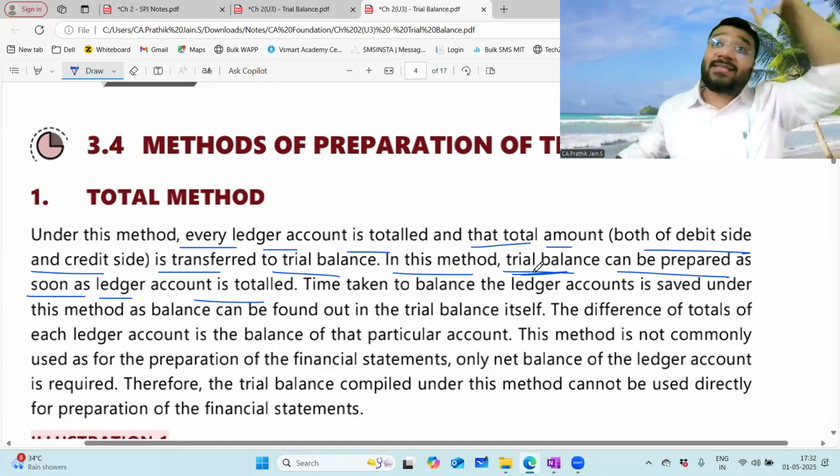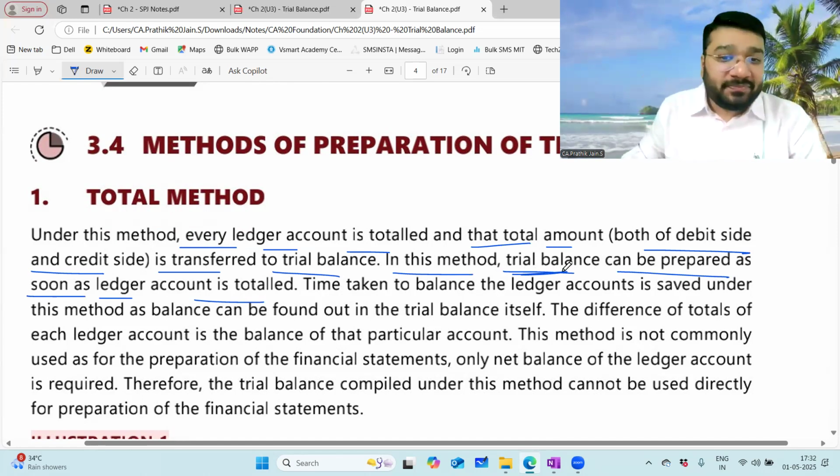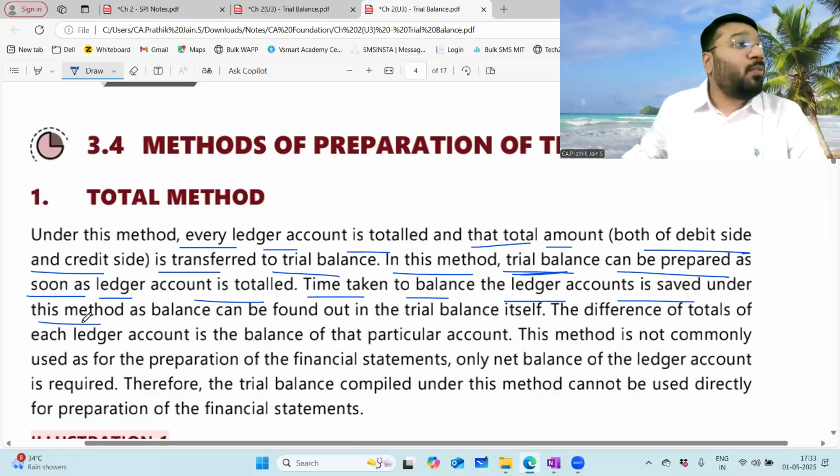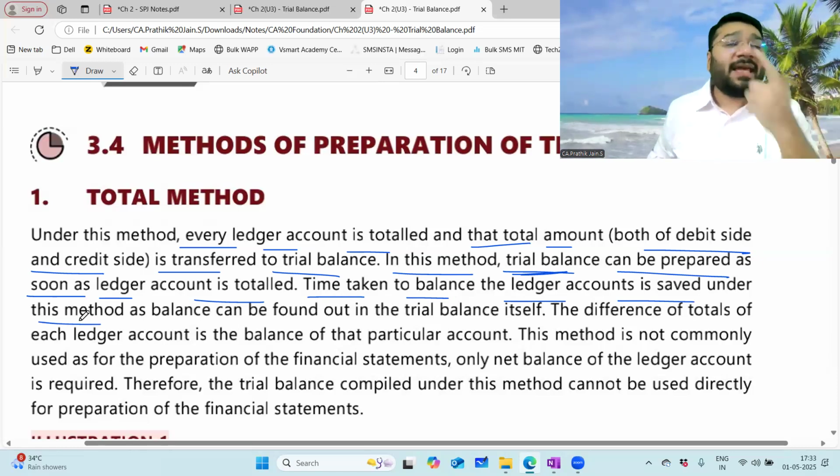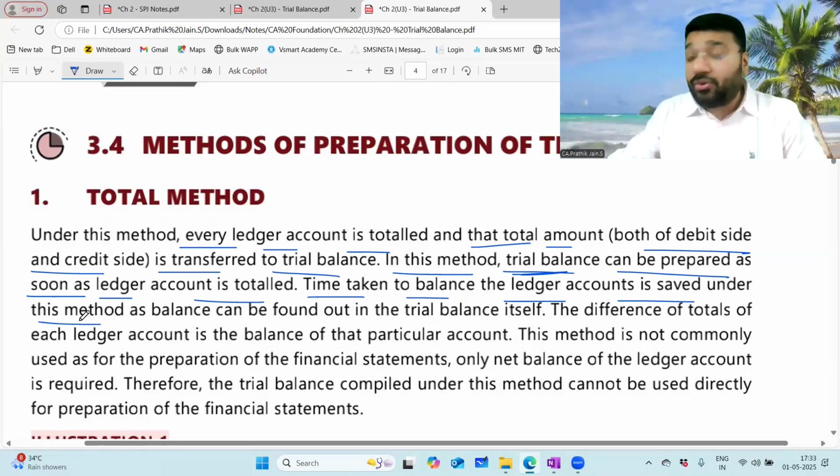So balancing is an extra step. I don't have to wait for that extra step. Time taken to balance the ledger is saved under this method. What is the advantage of this method? We save time for balancing. What a time saver. So this can come as a MCQ question. Sorry, not MCQ, true and false.